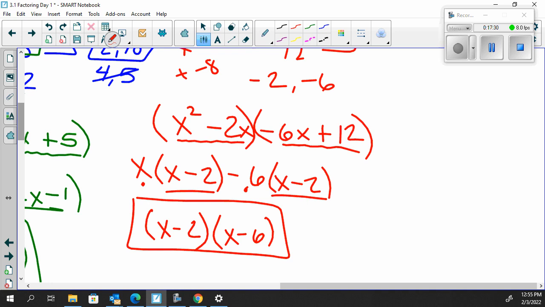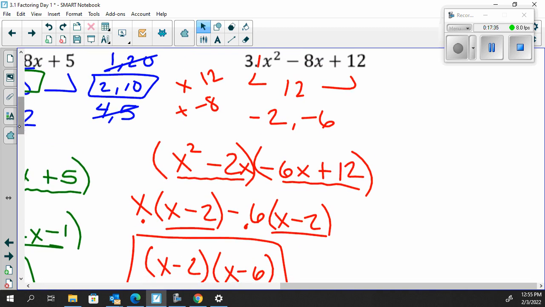So guys, again, the point of this is that you're taking a quadratic equation, and you're breaking it up into two other things being multiplied together. If you double distributed, multiplied these together, you get back to here. So these are the same things, they're just written differently.